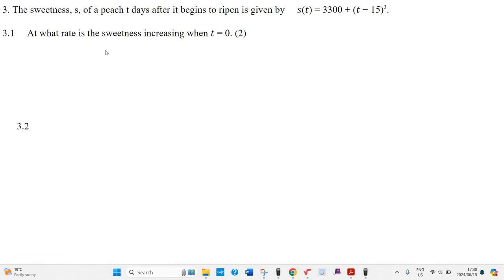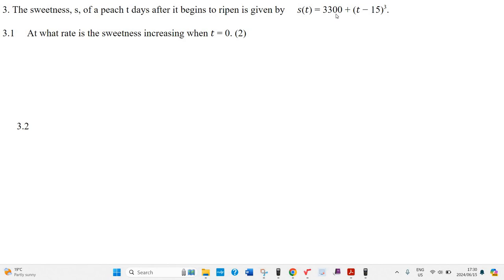Okay, let's try this question where they're asking about the sweetness of a peach T days after it begins. So it's a certain amount of time. It's going to be a rate problem. The units of sweetness are kind of a strange thing. I understand kilometers per hour and meters per second and liters per minute, but sweetness, I'm not sure. Anyways, this is the formula.